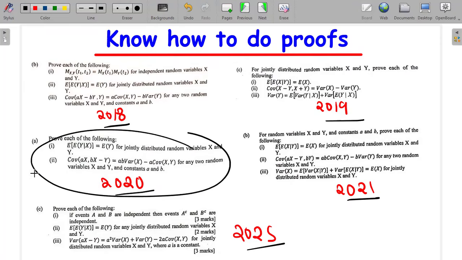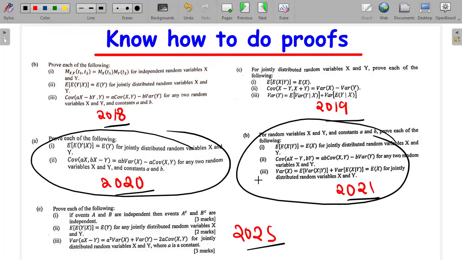When I look at this one that came in 2020 and 2021, you can see that these things are just the same. When you look at this one here that came in 2025, maybe number two there is the exact thing that is there in 2019. So by going through past papers, you'll be able to identify these gaps and similarities. Then you're going to use them to your advantage. So make sure you know how to prove such things that I've written down.